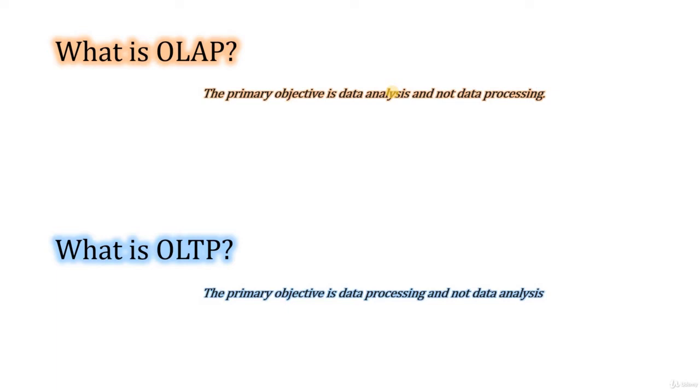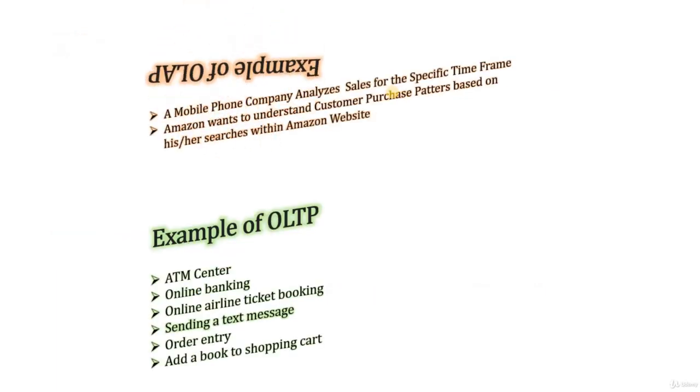Next, let's learn about examples. Let's understand what the different examples of OLAP and OLTP systems are. Examples of OLAP systems: any data warehouse system is essentially an OLAP system. The uses of OLAP are something like this.